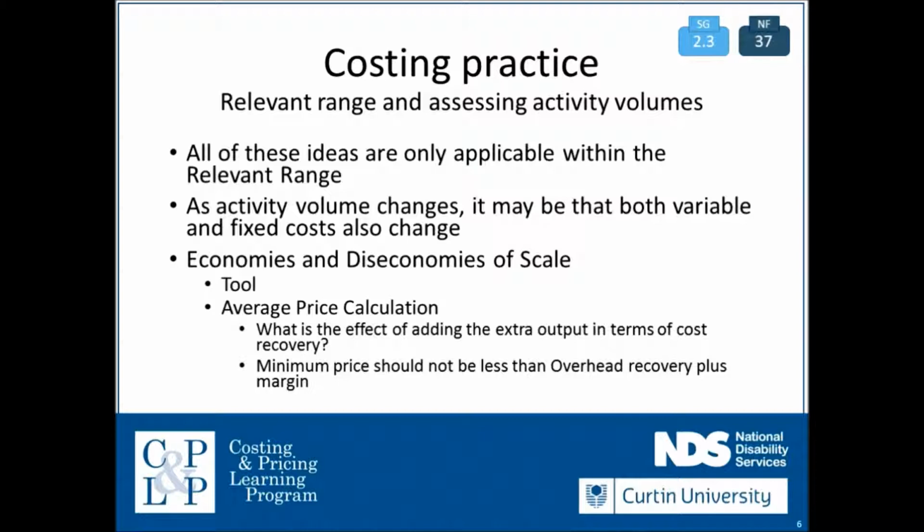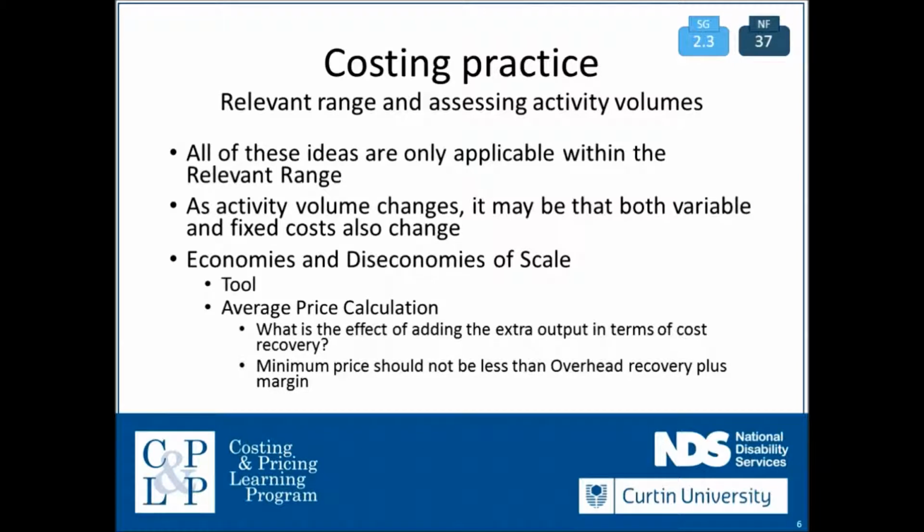Let's have a look now at costing practice itself, and particularly to start with relevant range and assessing activity volumes. Relevant range is a really important concept for people to come to grips with when they're thinking about costing their particular activities. The relevant range relates to, or is the level of activity and the time period in which all of your assumptions about costs are most likely to be true.